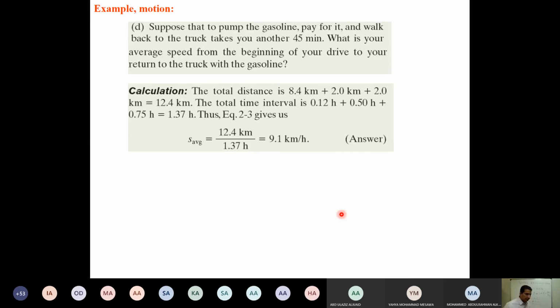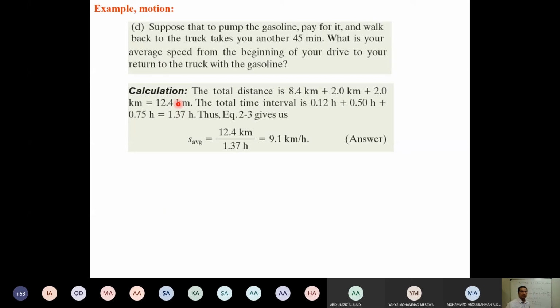So here is the thing. Now we are talking about the average speed. So for the average speed, we are talking about the total distance, right? So the total distance when this guy was going from his house to the gasoline station, the total distance he has covered was 10.4. But then he covered again 2 kilometers from the gasoline station to the truck. So the total distance he has covered is 10.4 plus 2. In total 12.4, which is given here.